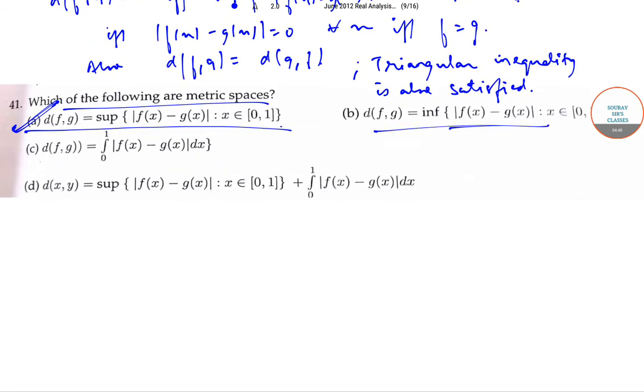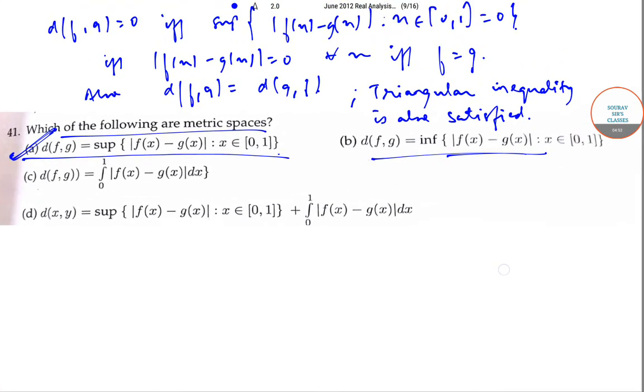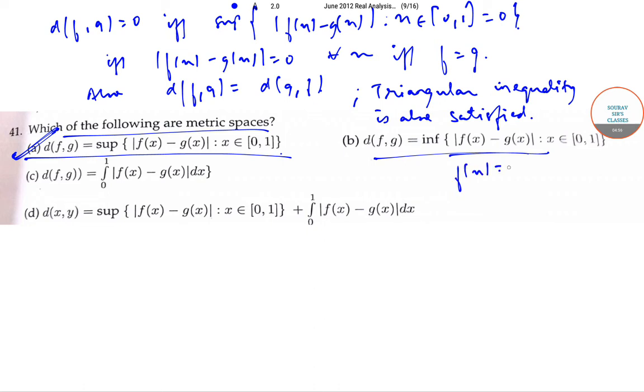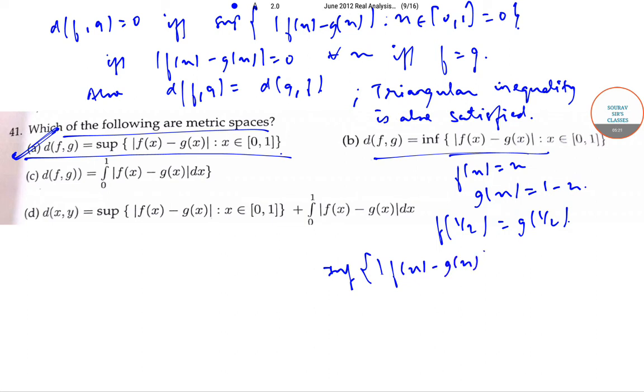Now, option B, take f(x) is equal to x and g(x) is equal to 1 minus x. Now note that f(1/2) is equal to g(1/2). So, infimum |f(x) − g(x)| such that x belonging to [0, 1] is equal to 0, but clearly f not equal to g, thus it is not a metric space.